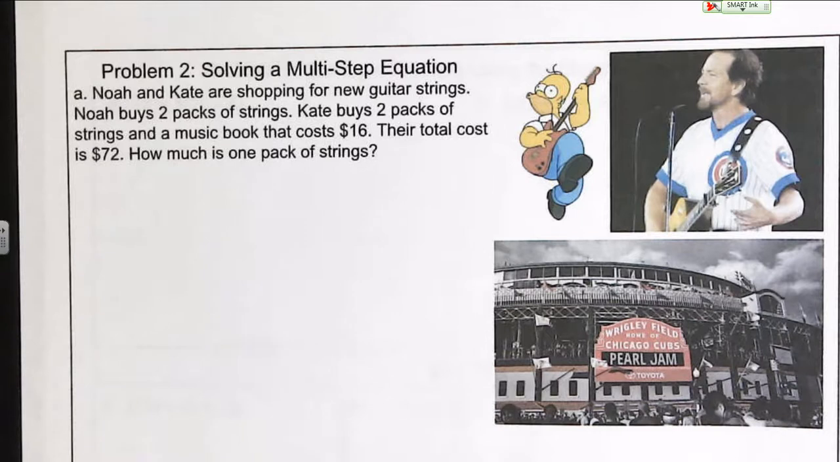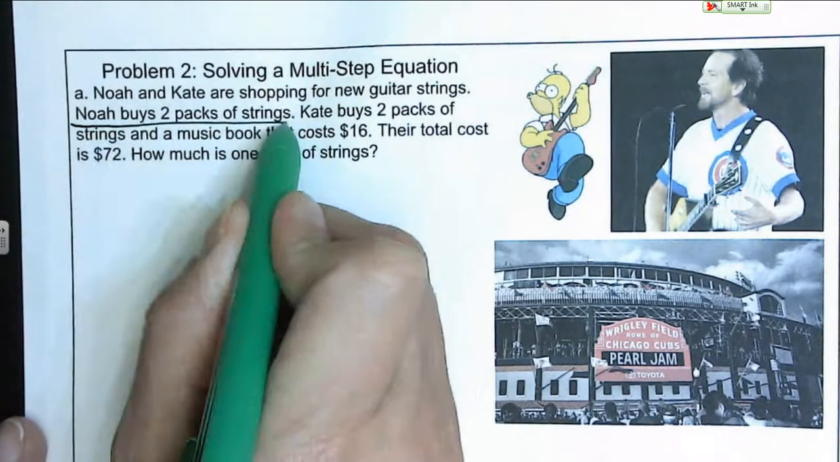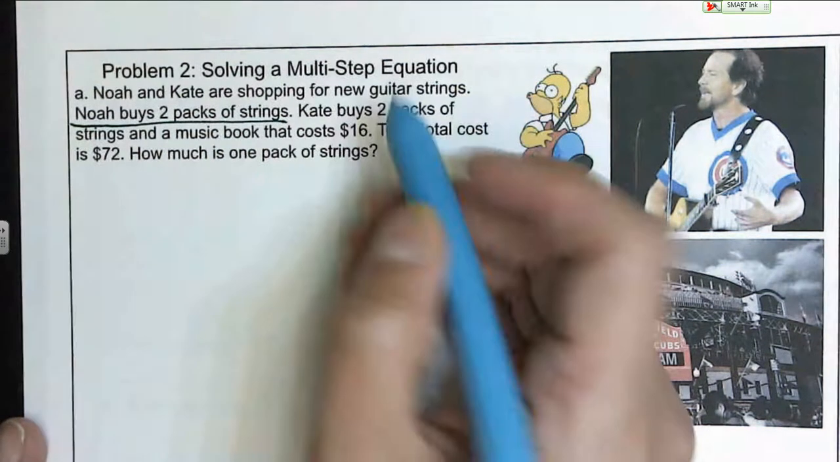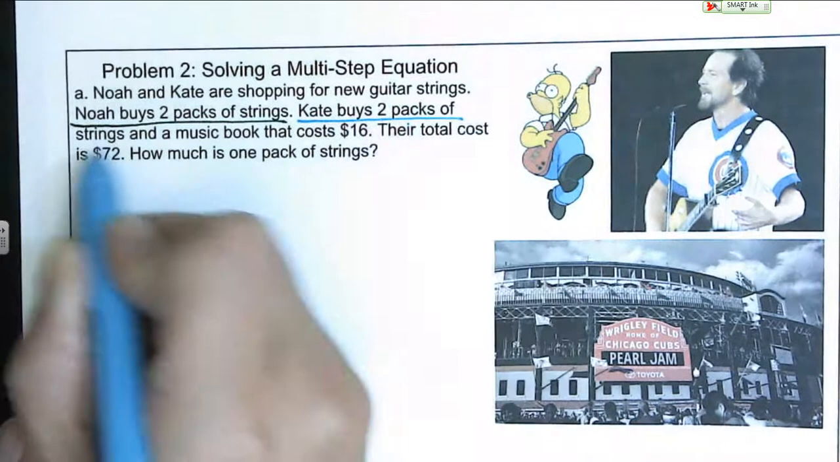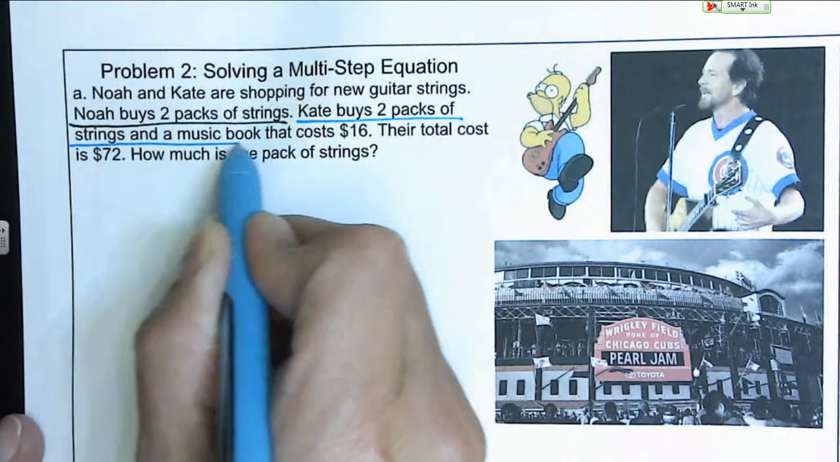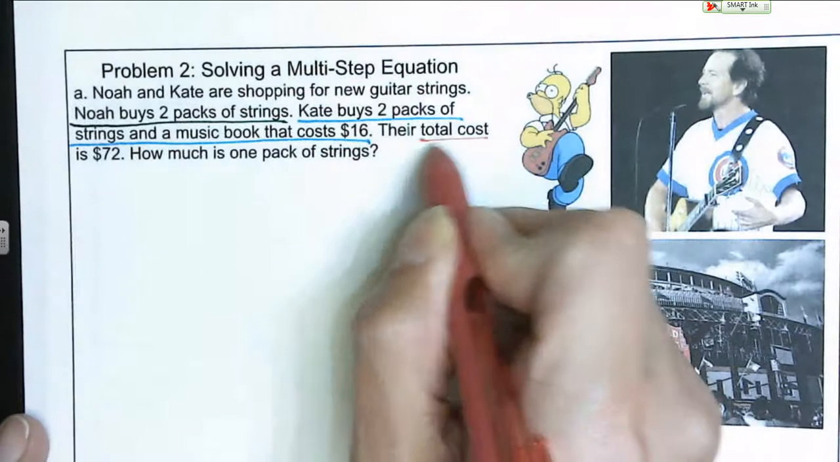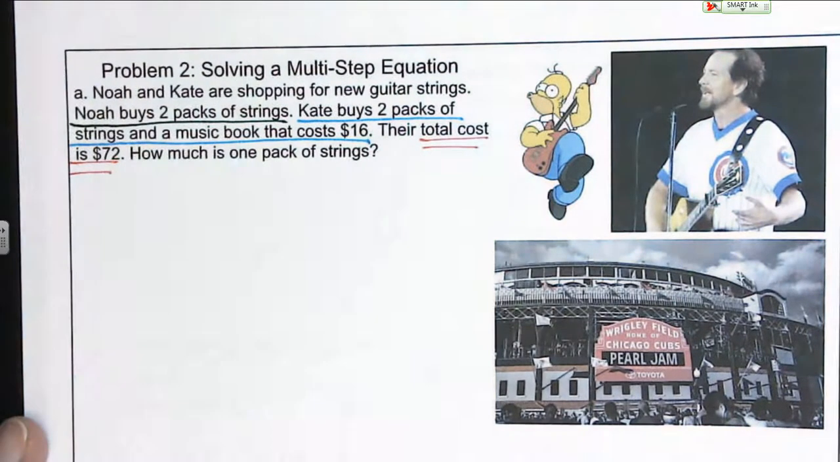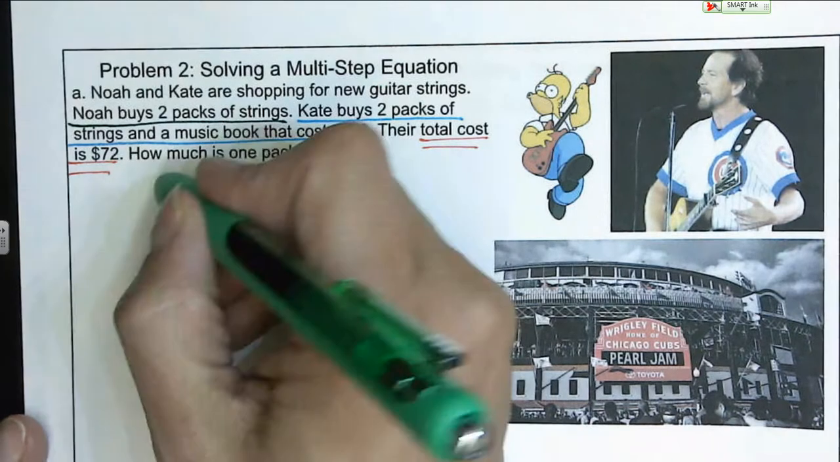So let's underline some important information. Noah's buying 2 packs. Kate is also buying 2 packs, and she's buying a book that costs $16. And the last piece of information that's probably pretty important is that the total cost is $72. Remember, the word "is" tells us we're going to have an equal sign in there. So let's define a variable. I'm going to pick x and say x is the cost of our strings, because that is what we do not know. So let's start building our equation.